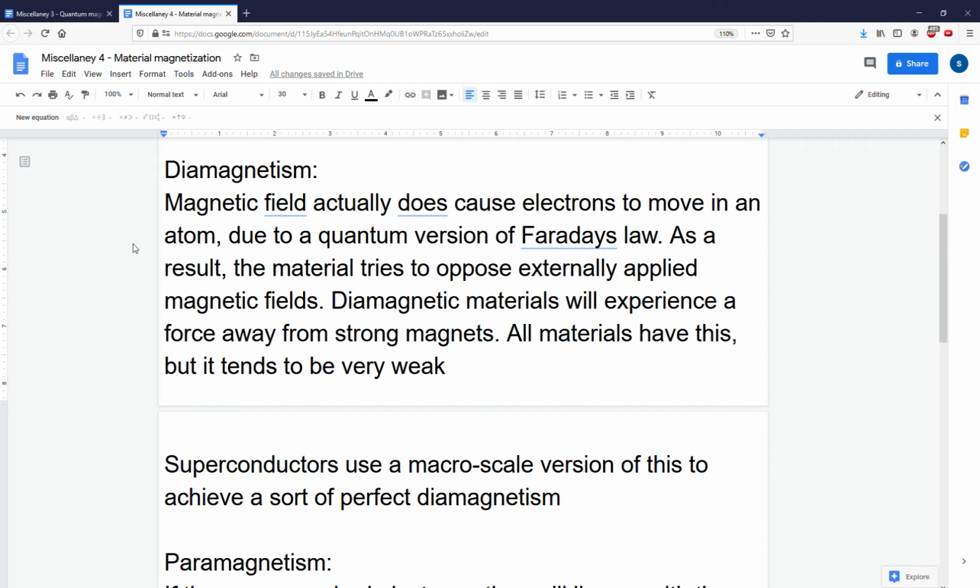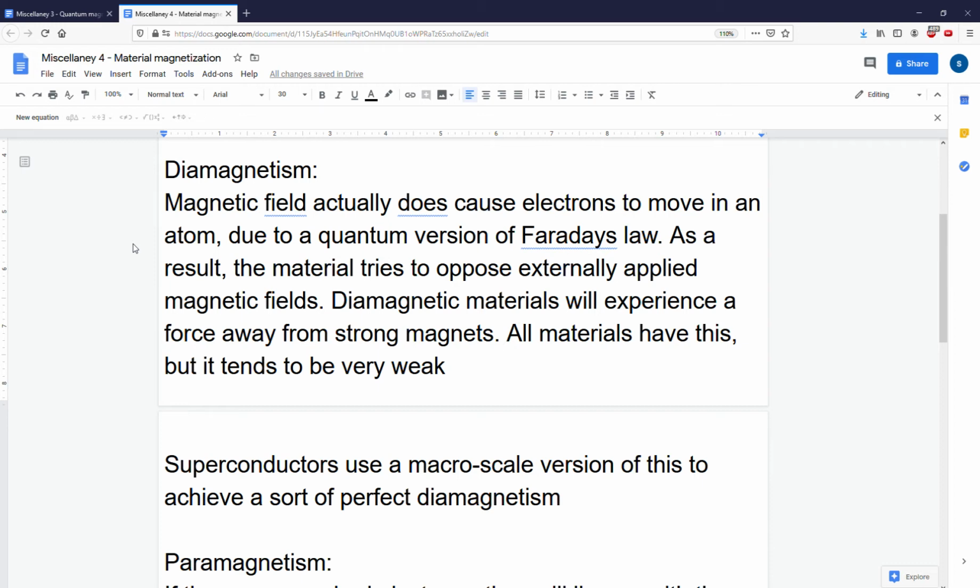Now, this is something that happens with all atoms, with everything. However, it tends to be really weak. So diamagnetism tends to be the if you have nothing else type magnetization.